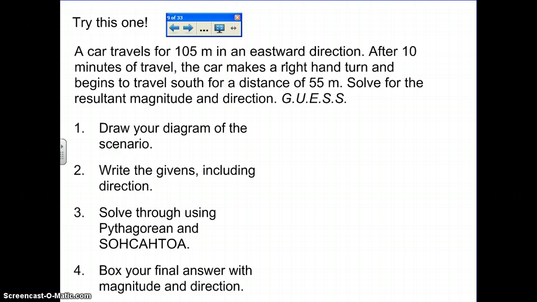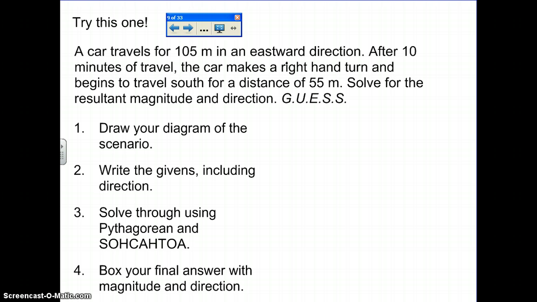Here's a sample problem that's going to be like the actual sample problems that you'll work on. It says a car travels for 105 meters in an eastward direction. After 10 minutes of travel, the car makes a right-hand turn and begins to travel south for a distance of 55 meters. Show the resultant magnitude and direction by using the GUESS method.